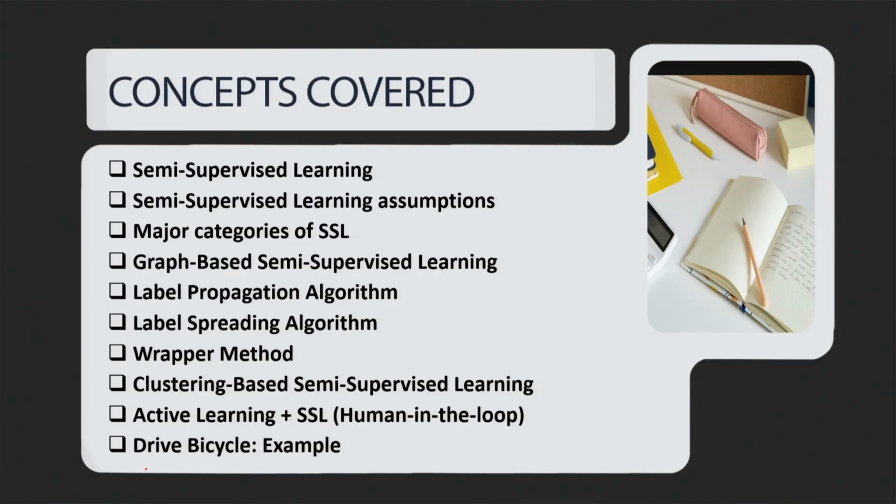The different concepts that we will cover are semi-supervised learning, semi-supervised learning assumptions, and some major categories of semi-supervised learning models. Within the graph-based semi-supervised learning models, we will look at the label propagation algorithm and the label spreading algorithm, then the wrapper method, clustering-based semi-supervised learning models, and active learning plus semi-supervised learning with human-in-the-loop models. Finally, we will look into some examples using our old dataset which we used earlier regarding our decision to use a bicycle or not depending on weather, forecast and other conditions.